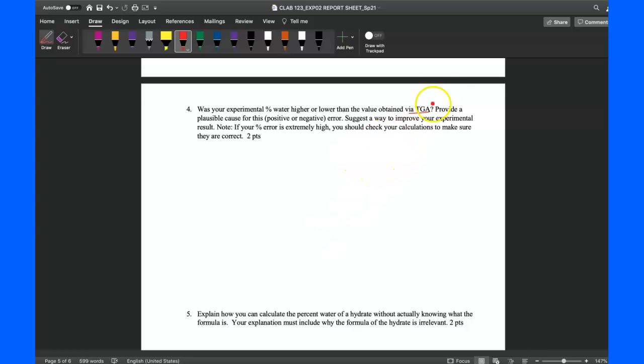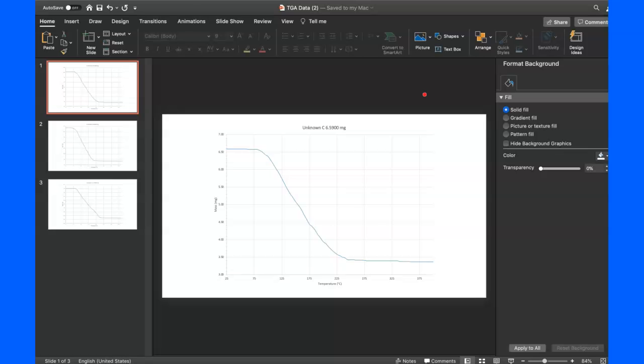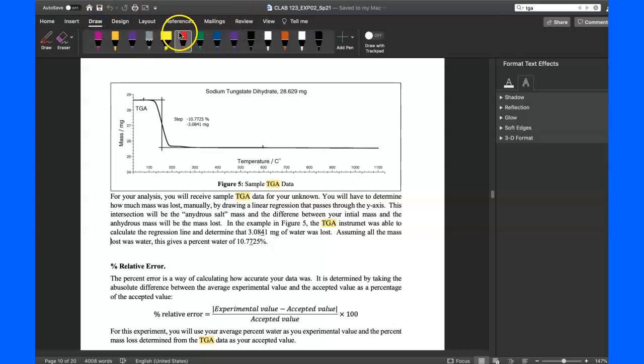And how do you find your accepted or acceptable percentage value of water in your sample? The way to do that is to follow what's shown on your manual. This is an example of a TGA graph. The way to interpret it is to draw an extrapolated line touching the y-axis and read that value.